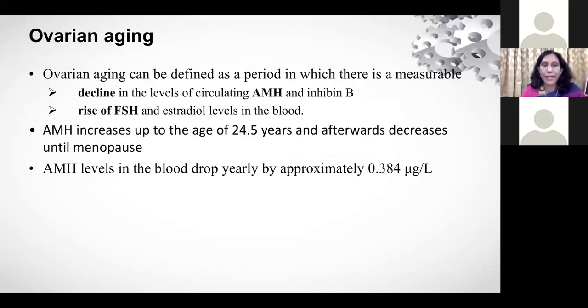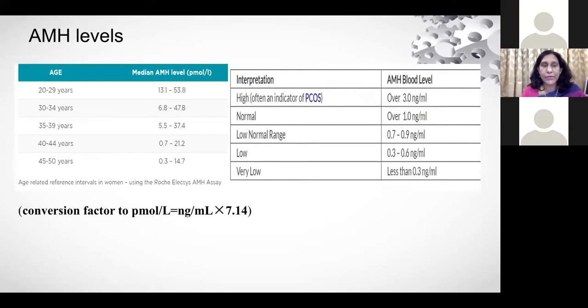So how do we define ovarian aging? Ovarian aging can be defined as a period in which there is a measurable decline in the levels of circulating AMH, and along with that, there is a rise of FSH and estradiol levels in the blood. AMH increases up to the age of 24.5 years and afterwards decreases until menopause. So AMH levels in blood drop yearly by approximately 0.3 microgram per liter. And these are the levels of the AMH. There are different units and we can convert from one unit to another.